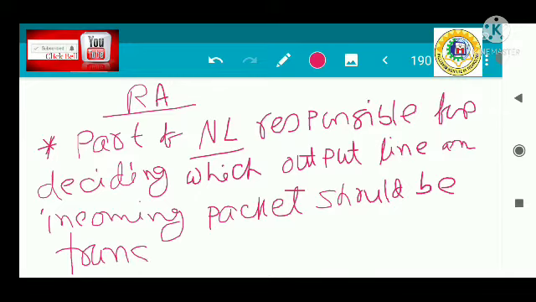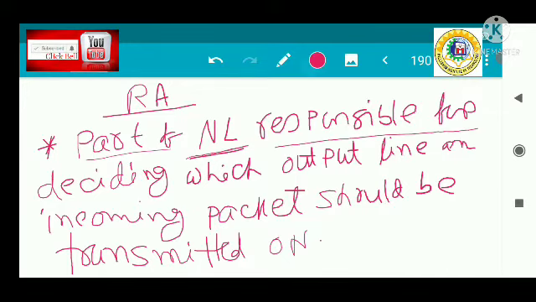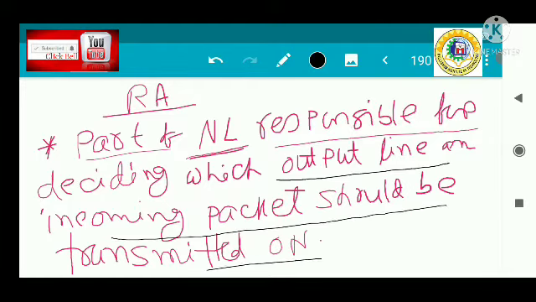Should be transmitted on. That means this router actually works on the network layer, so that's why it has been written that the part of the network layer is responsible for deciding which output line an incoming packet should be transmitted on. That means an incoming packet comes into the router. Now, which output line the incoming packet should be transmitted on, that means where this incoming packet is to be transmitted and through which path, this routing algorithm actually decides.